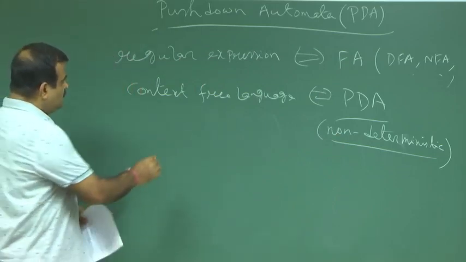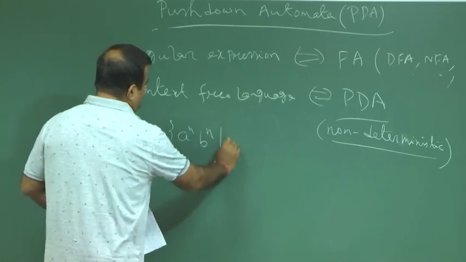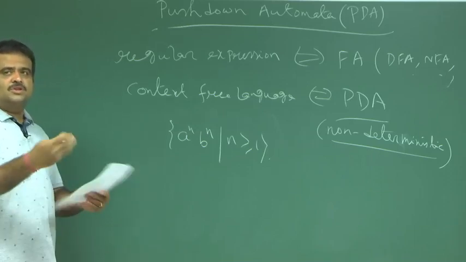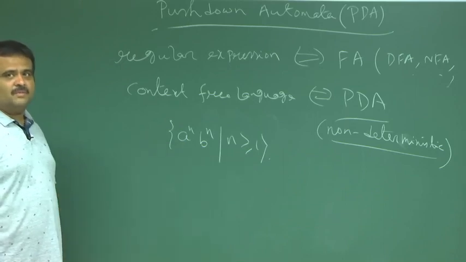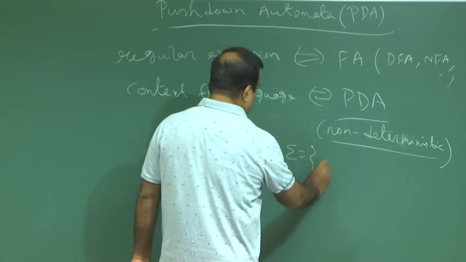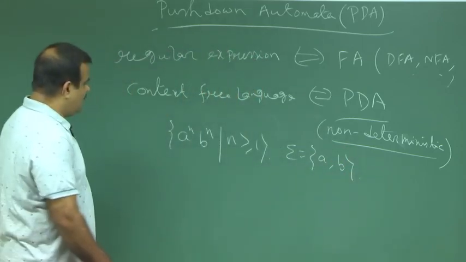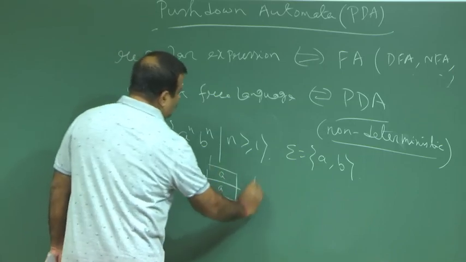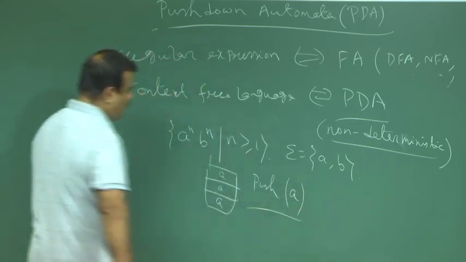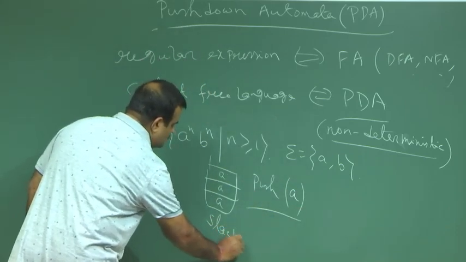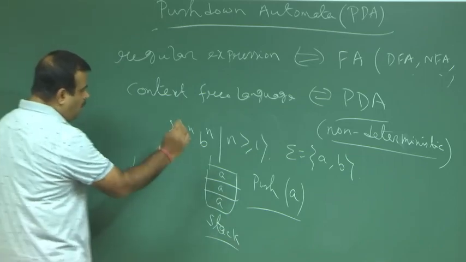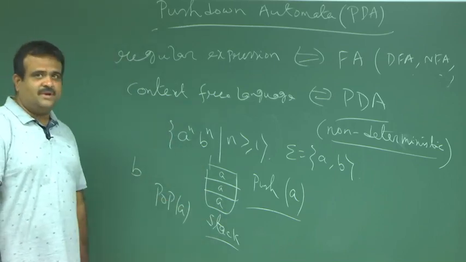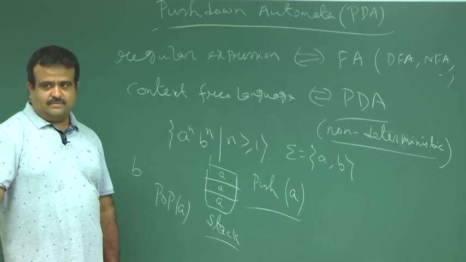So, the concept is, in order to accept this language, what do we need in a finite machine? We need to remember how many ones, how many zeros we have, or here it is over a b, how many a's we have encountered. So, whenever we see a, we push it into the stack, we have a stack, we push a into the stack. And whenever we see a b, we pop a from the stack. So, if ultimately the stack is empty, then we can accept the string. So, that is the idea.